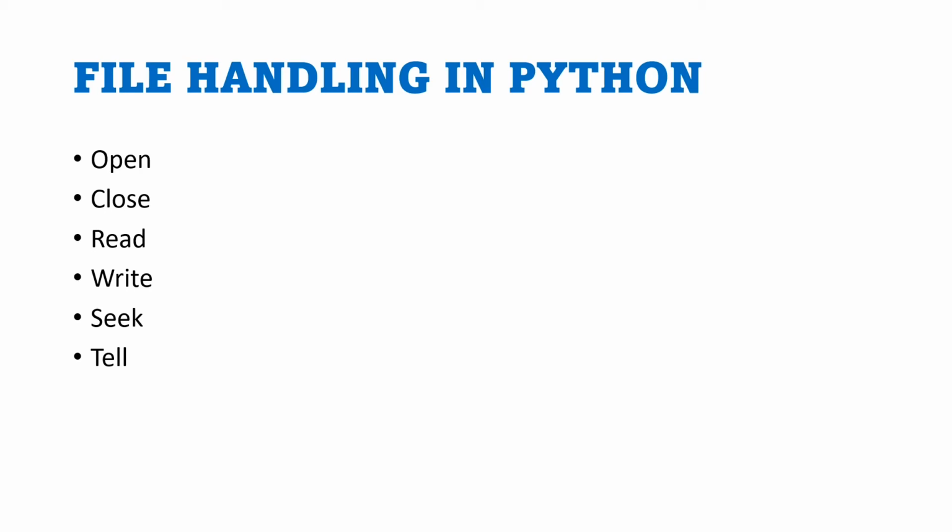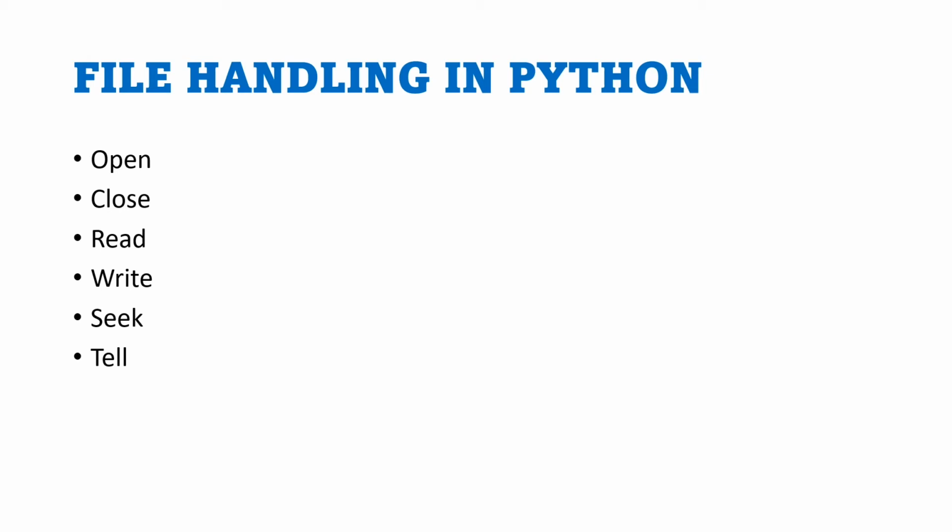First, we have the open function. Before reading or writing a file, we have to open it, which can be done with the help of the open function. Then we have close. Once the operation is completed, use the close function to flush any unwritten information and close the file object, after which no more writing can be done.